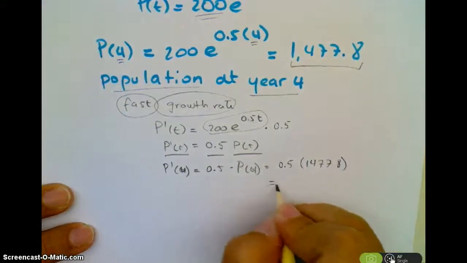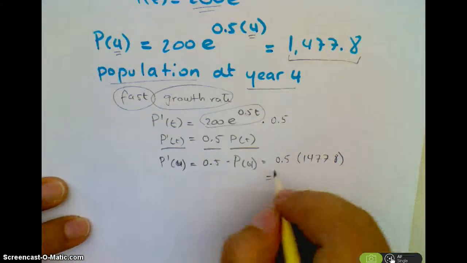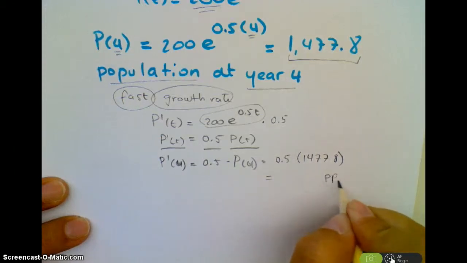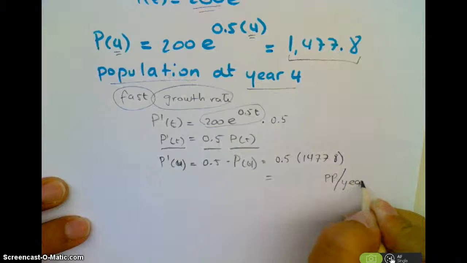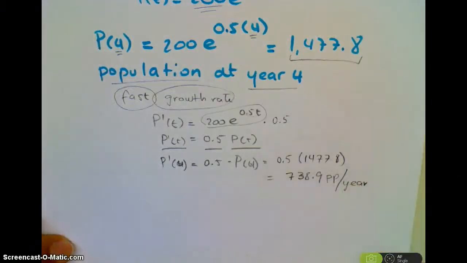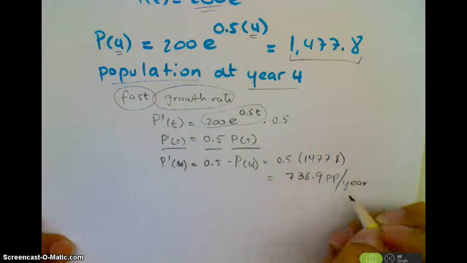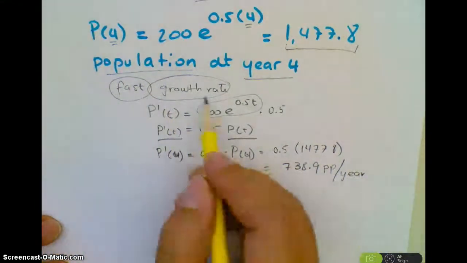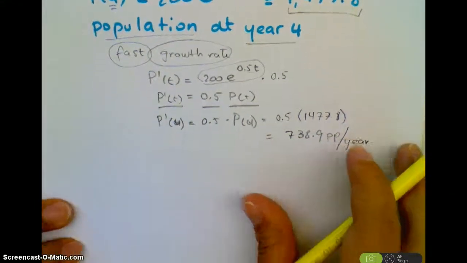and that will be whatever you get for a number, and that's going to be in persons, or people per year. So you're going to get 738.9 people per year. So let's just talk about what is the difference between growth rate and relative growth rate.